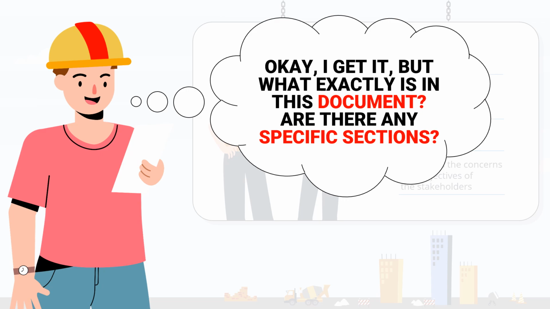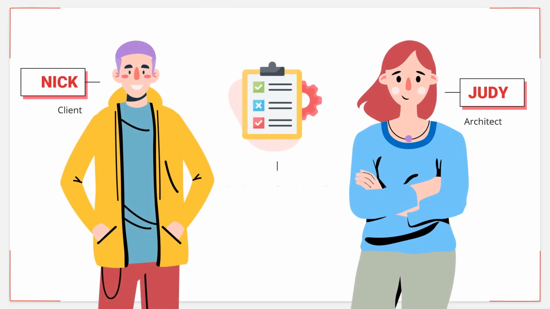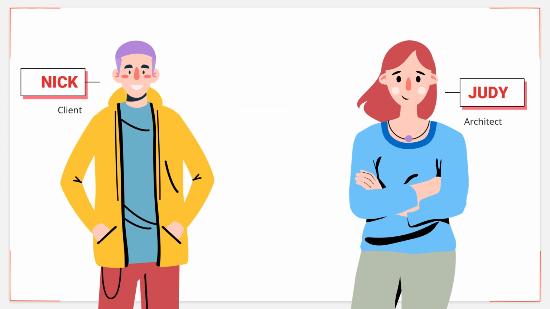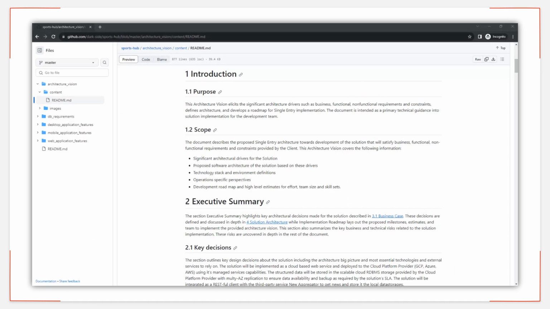But what exactly is in this document? Are there any specific sections? Absolutely. The process kicks off once the client provides all the needed requirements: business, functional, non-functional, including any limitations. Armed with this information, the architect can start crafting the architecture vision. This document lays out the single-entry architecture for developing the solution.